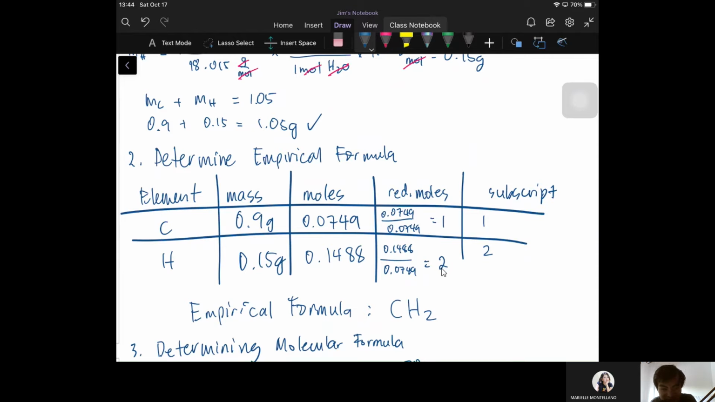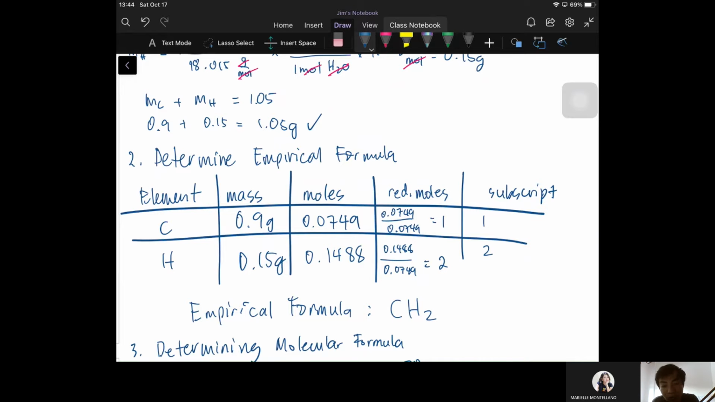Kapag ito ay 0.99, 0.98, i-round up mo na yon sa 1. Okay? So, ganun. Pero kapag yan ay 0.5, times 2 mo lahat. Pag yan ay 0.3, i-multiply mo lahat sa 3. Para maging rounded up to 1 siya, no? So, kunin mo yung subscripts. Kunin mo yung subscript, you will have the empirical formula.